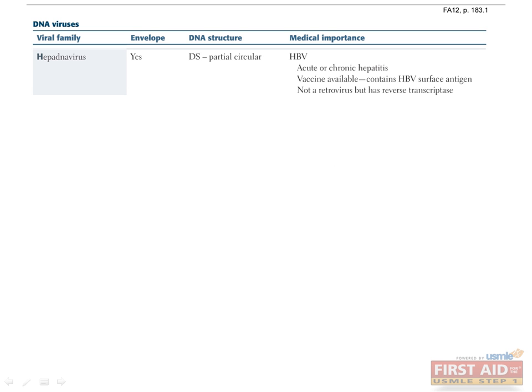We'll talk about hepatitis B in greater detail as it appears on page 191. For now, you should know that there are 5 hepatitis viruses, A, B, C, D, and E. Hepatitis B is the only DNA virus, while the others, A, C, D, and E, are RNA viruses.